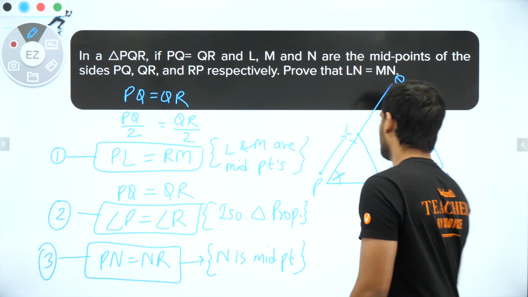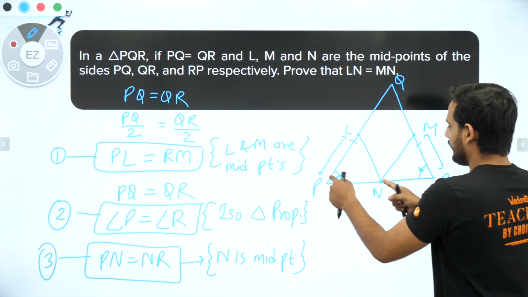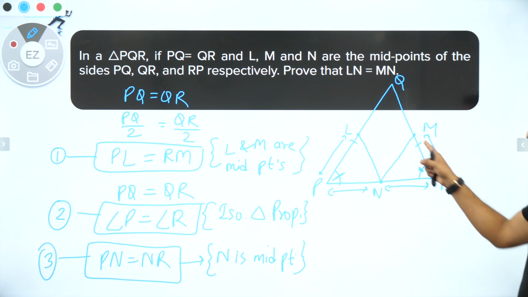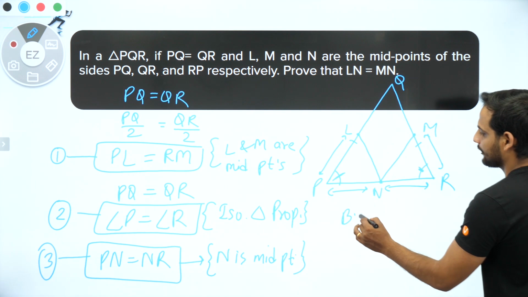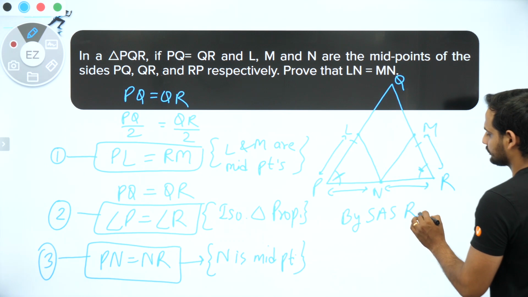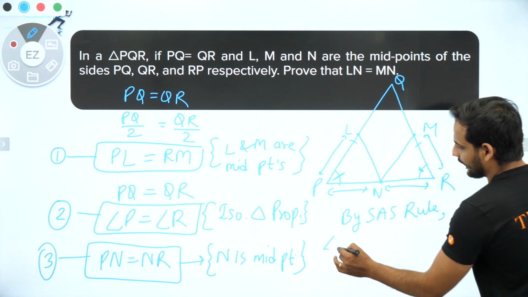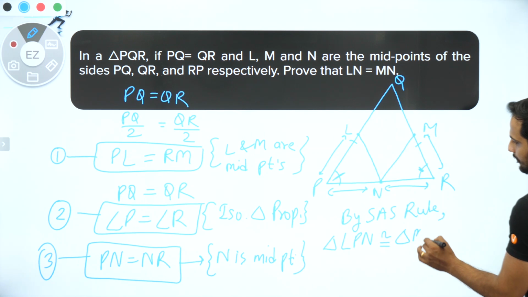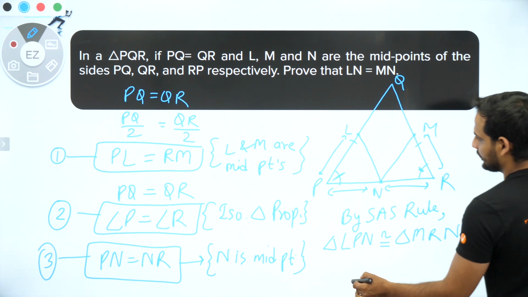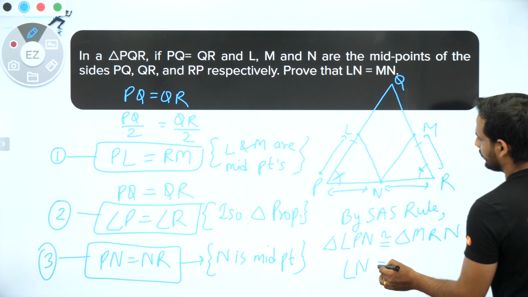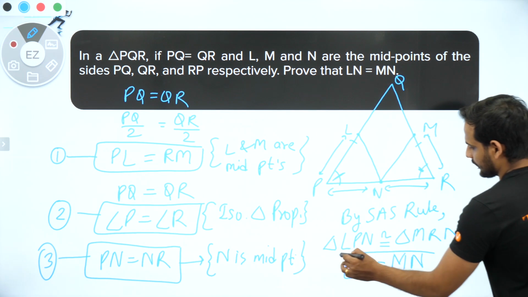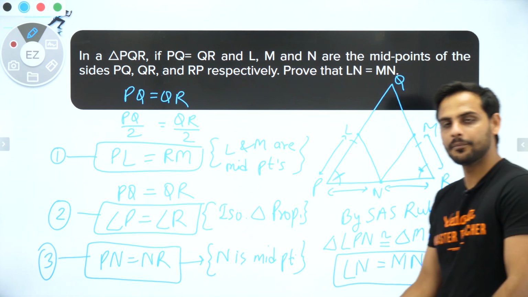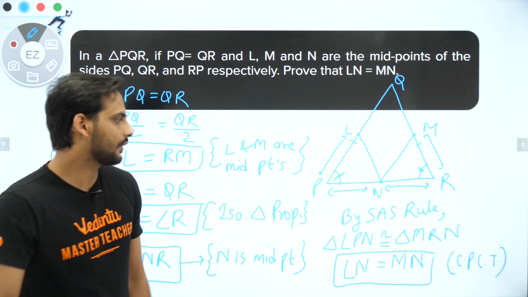Now, children, see carefully. I have told that PL is equal to MR, angle P is equal to angle R, and then this side is equal to this side. This part I am using side, angle, side. So I can say by the SAS rule that triangle LPN is congruent to triangle MRN, and by CPCT I can now say that LN will be equal to MN. CPCT is what? Corresponding parts of congruent triangles. So this is how this question is solved.